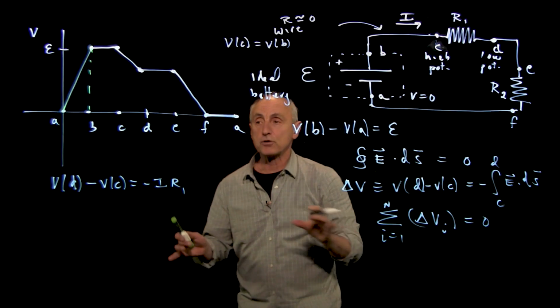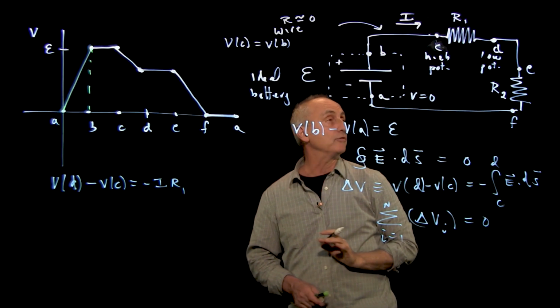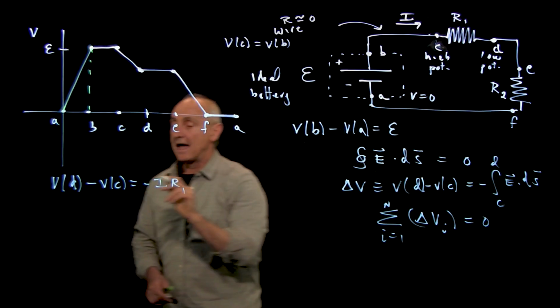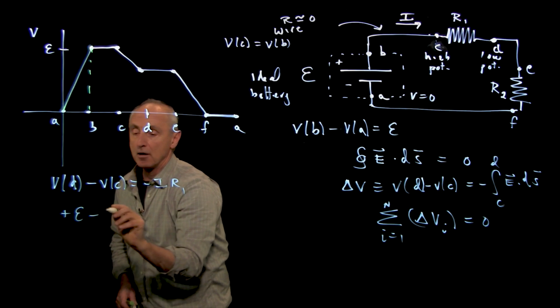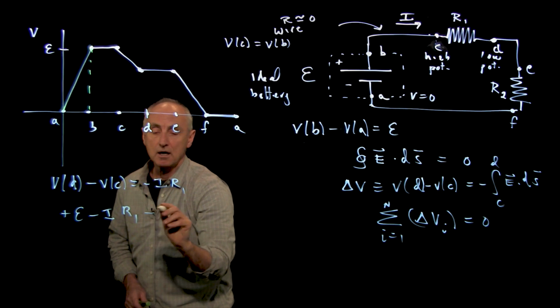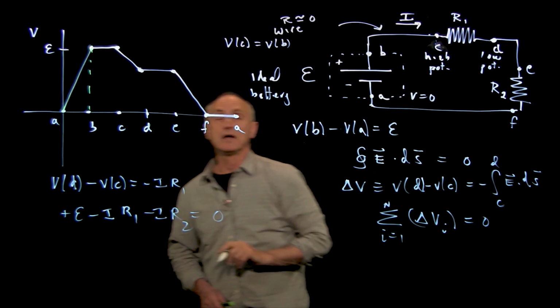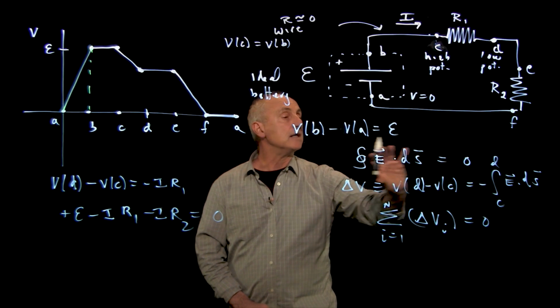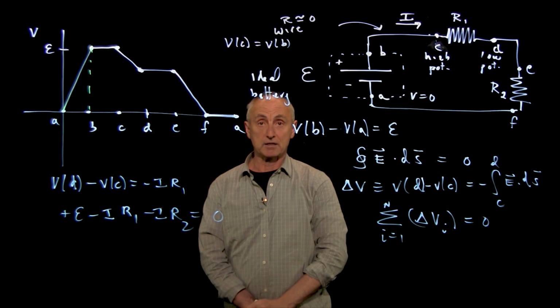And this is a graphical representation of the idea that the potential drops around this single loop circuit sum to 0, and it amounts to the following statement: plus EMF minus I R1 minus I R2 is equal to 0. And that's an example of the idea that the line integral of the electric field around a closed circuit path is 0, where there's a steady current flowing.